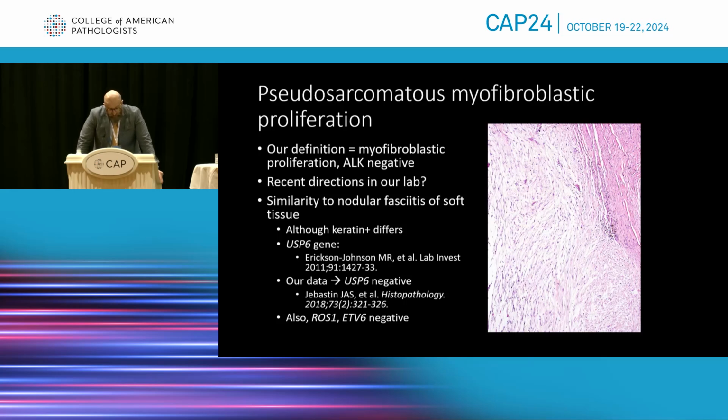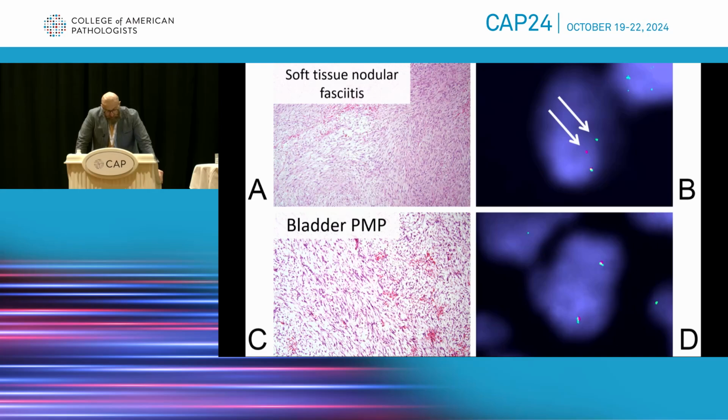And then recently it's been found that nodular fasciitis has a USP6 gene rearrangement, so I wondered, could USP6 rearrangement account for these in the bladder that are ALK negative? Perhaps it's basically an equivalent of nodular fasciitis in the bladder. However, in the study, which was published in Histopathology, we found that USP6 was also negative in these lesions, arguing against it representing a version of nodular fasciitis occurring in the bladder.